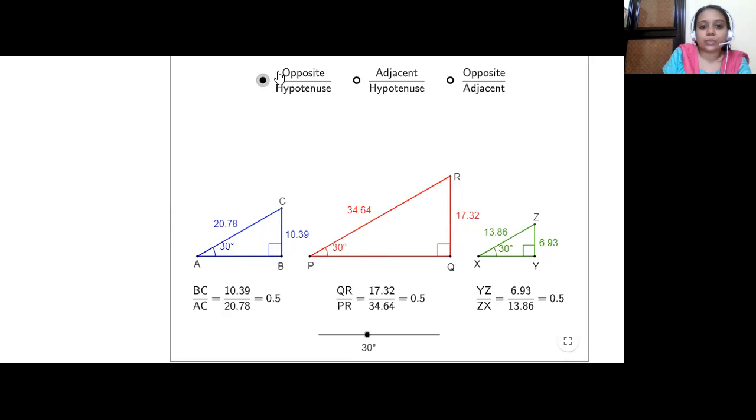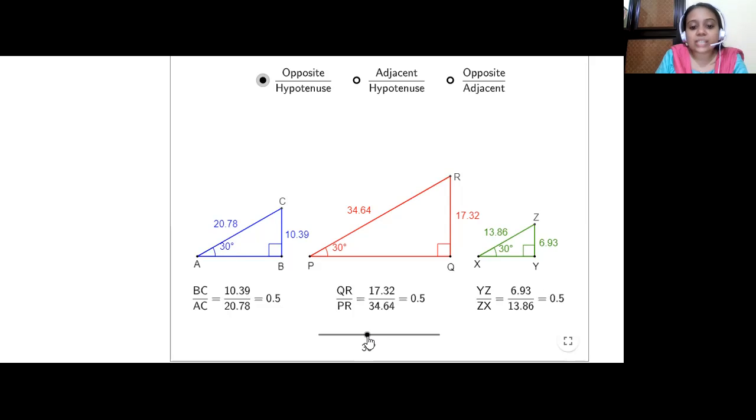So first we can calculate the opposite side by hypotenuse. From this 30° angle's perspective, my opposite sides are BC, QR, and YZ, and my hypotenuse sides are AC, PR, and XZ. So I'm finding the ratio of opposite to hypotenuse, which I got as 0.5 for the three triangles, because they're similar and they hold proportionality for the sides. So the ratio is constant for this 30° angle.